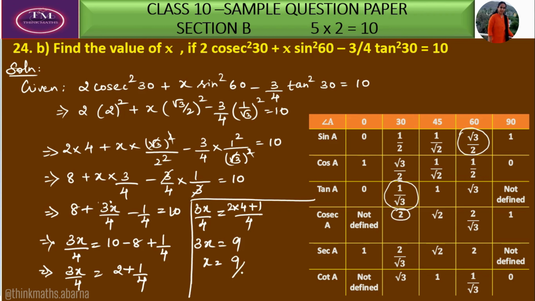So x will be equal to 9 by 3. 3 is in product, it will come to division. So 9 by 3 equal to 3. So that means x is equal to 3 is our solution. Okay children, I hope you can understand this problem.